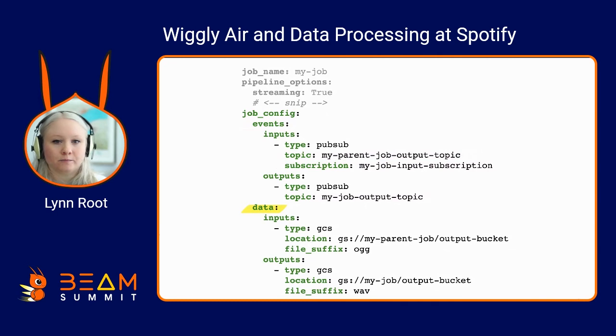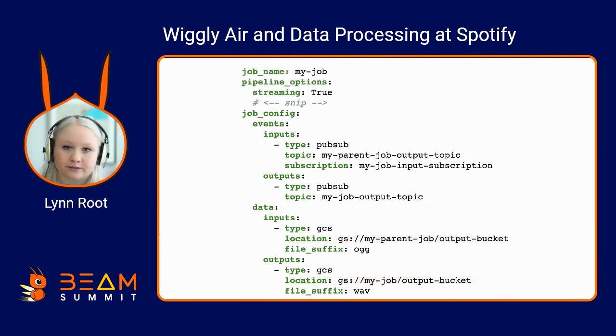Data points the Clio job to where the actual audio or otherwise binary files are. Each Clio message should have an ID that points to a file defined in the configured location. And here we read from our parent's output bucket in GCS, and we write to our own output bucket.